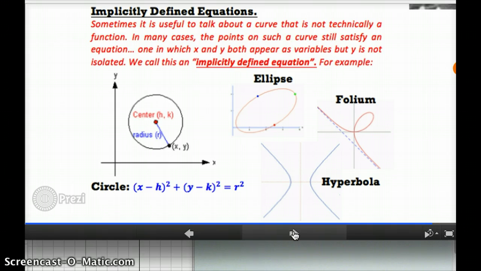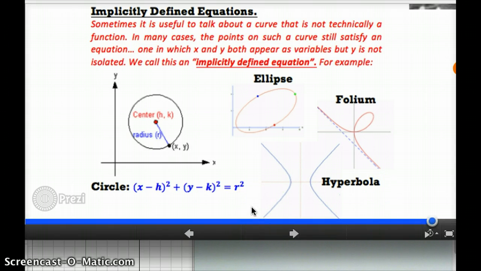Usually when we write an equation like that, x and y are both going to appear as variables, but y may not be isolated. In fact, sometimes it's not even possible to get y by itself. There's an example down here at the bottom. In this case, we have an equation where x and y are variables, h and k and r are going to stand for numbers, and y is not isolated. Now, that's not the reason this isn't a function.